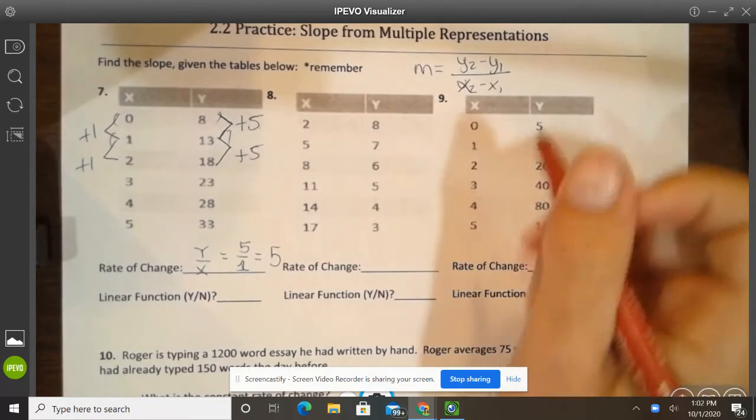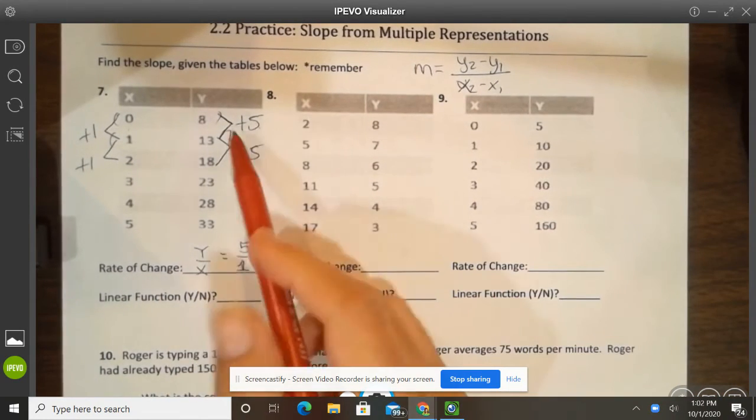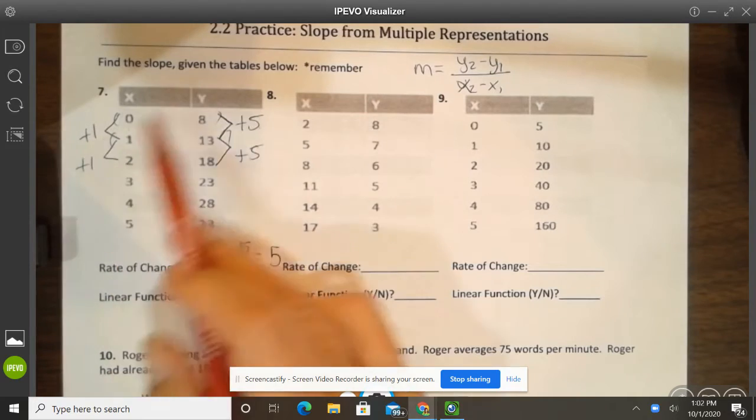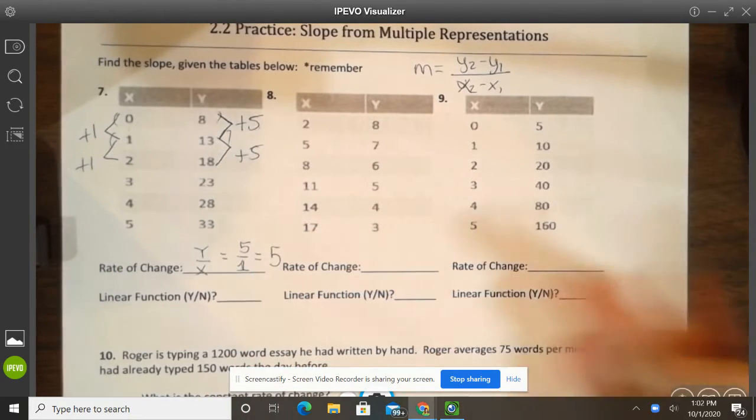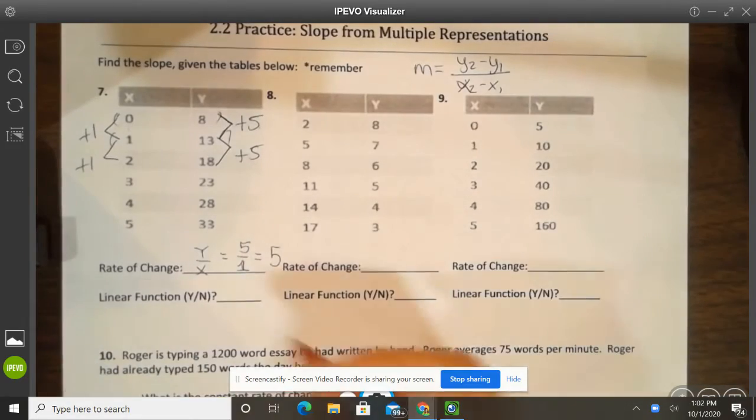Let's do another one. So it says, is this a linear function? Yes, it is, because it has the same differences, like the same pattern. So it goes up by a pattern or down by the same pattern. So yes.